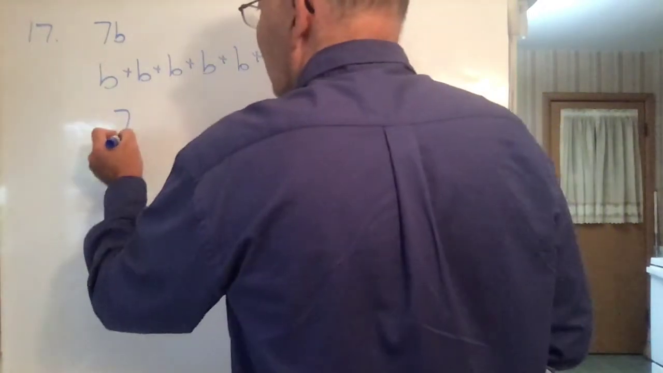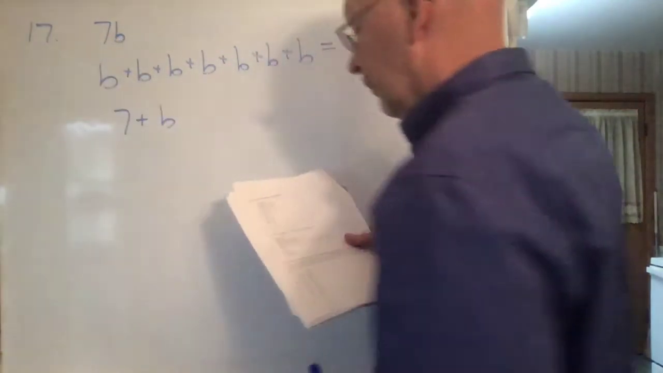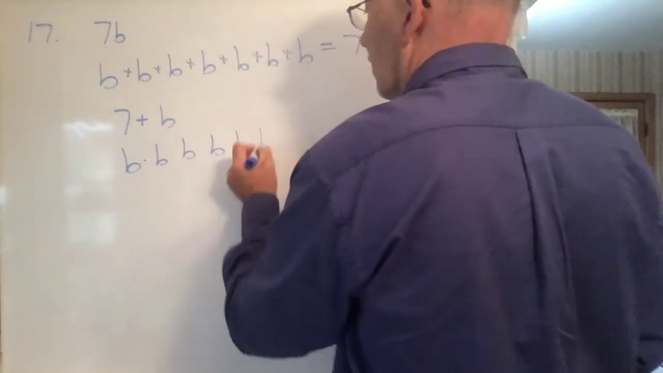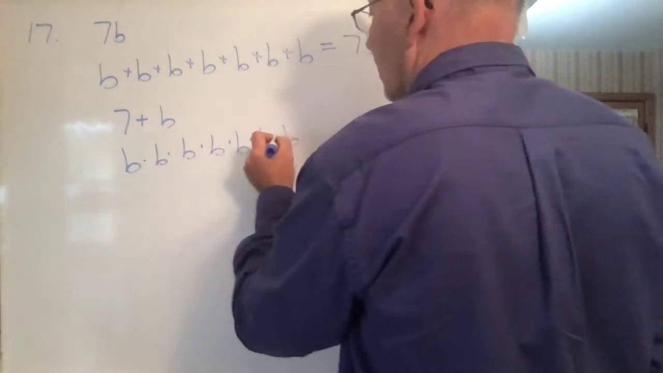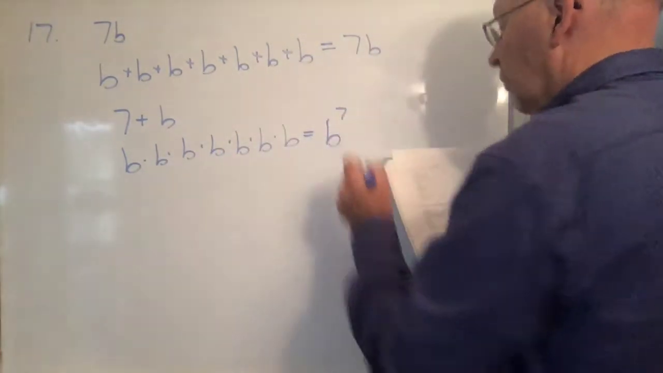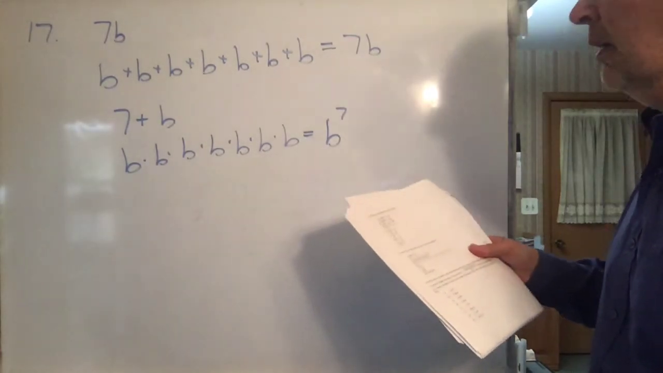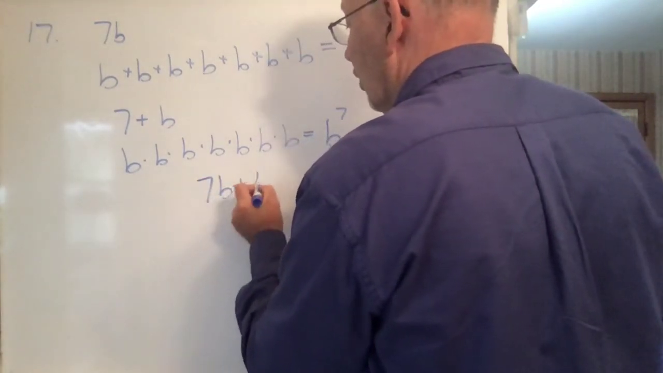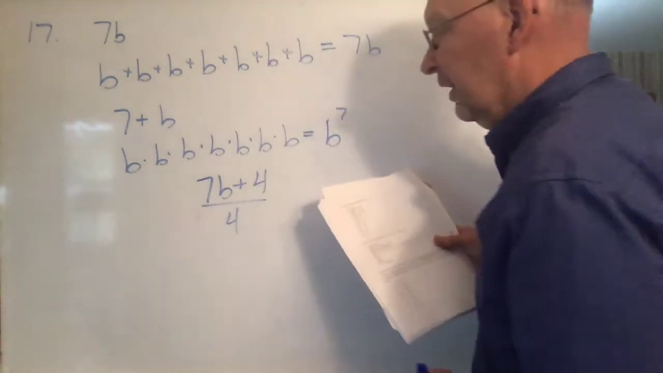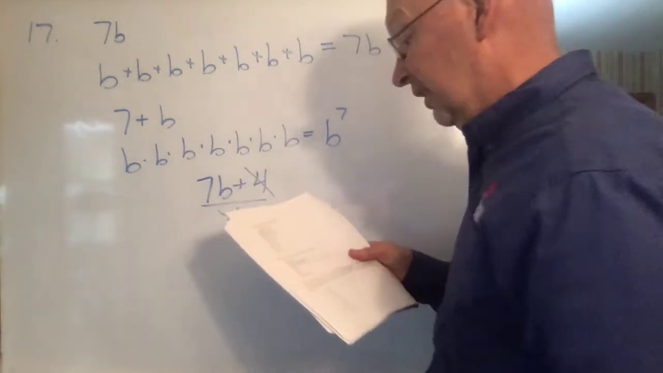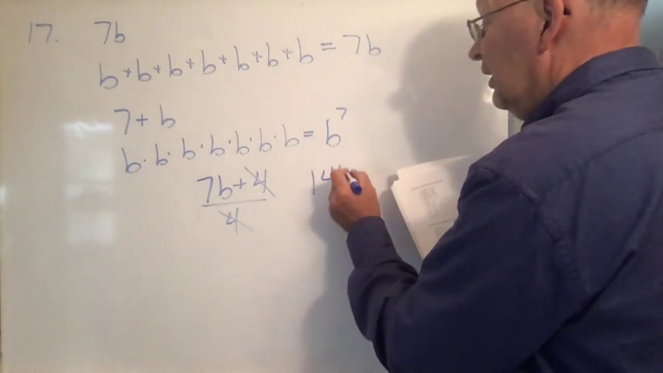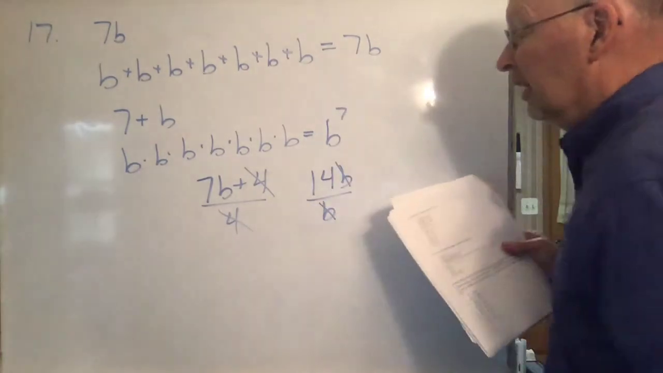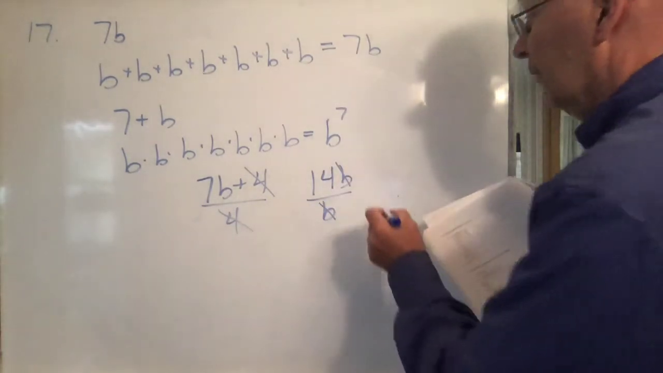If you add 7 to b, I guess that was the first one, that's different from that. If you multiply 7 b's together, what's that equal to? That's not 7b, that's b to the 7th power, right? So that's different from 7b. 7b plus 4 divided by 4. Oh, that's certainly not 7b. You can't just get rid of those. That's not right. 14b divided by b. What does that give you? If you divide out the b's, you get 14. Oops, I have 2b there.